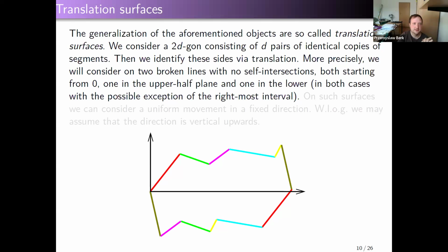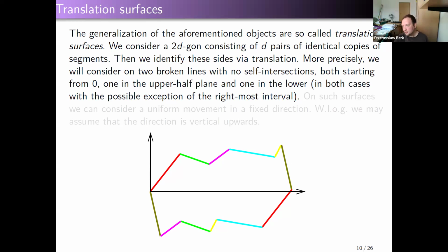We do this in the following way. We first draw a broken line consisting of d intervals, but we demand that this broken line lies on the upper half plane, starts from 0, and moves to the right. This gives some restriction on the intervals. I hope you can see on my picture the red, green, purple, blue, yellow, and brown intervals, and they form this curve in the upper half plane.